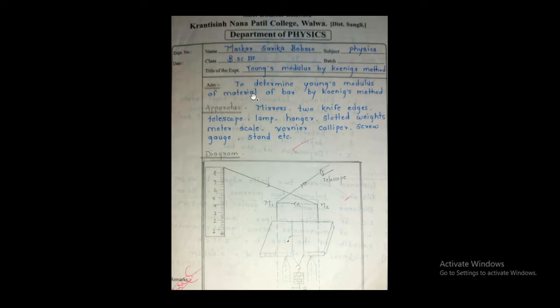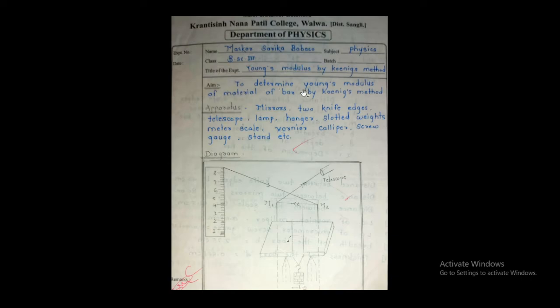As I sent you the first video regarding this practical, this is now the second. Using the given observations and observation table, you have to plot the graph, perform the further calculations, and take out the final result. Now we move towards the title of the experiment: Young's modulus by Koenig's method.